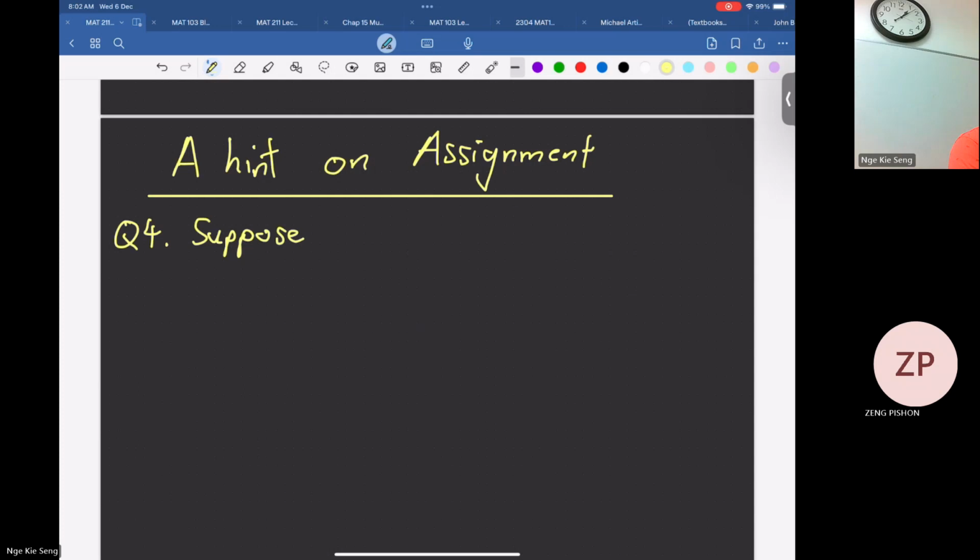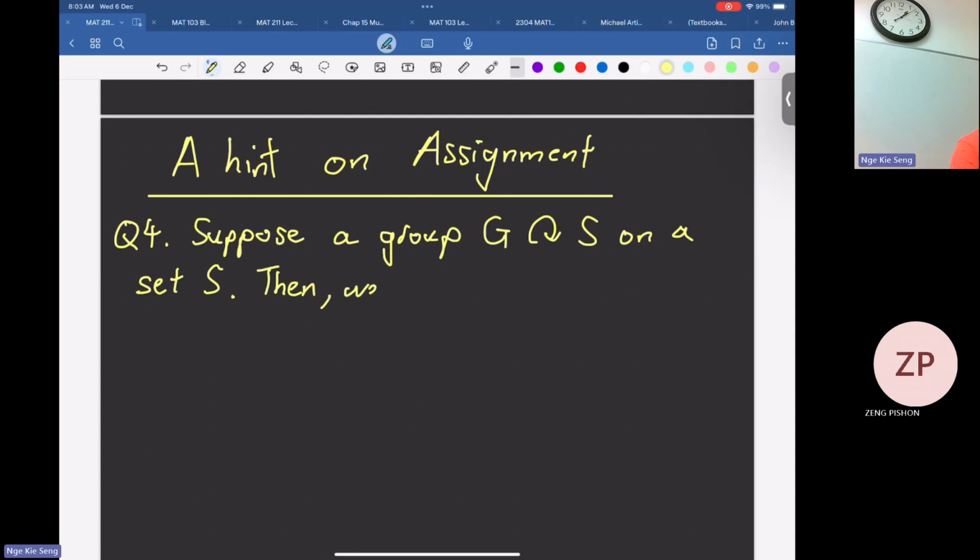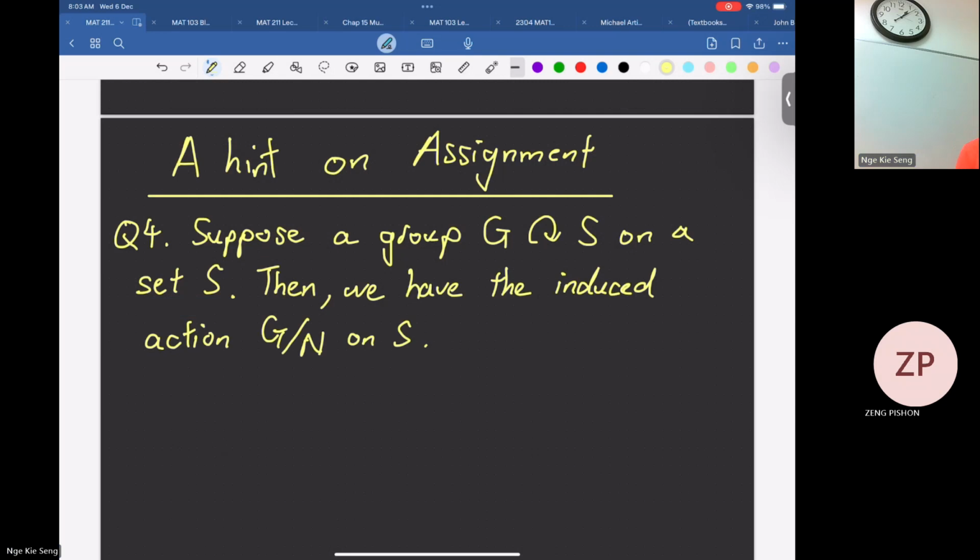Suppose G acting on a set S, then we have the induced action G mod N on S. What did you ask to show?